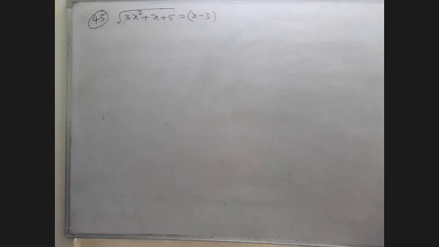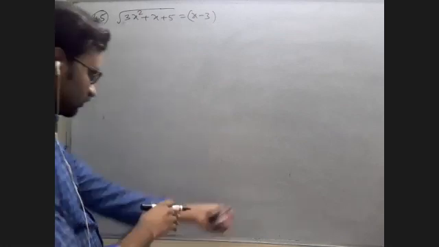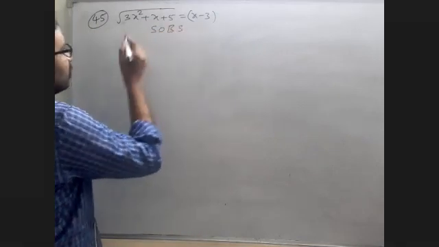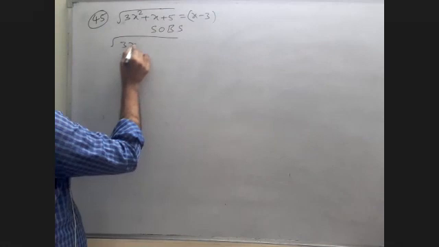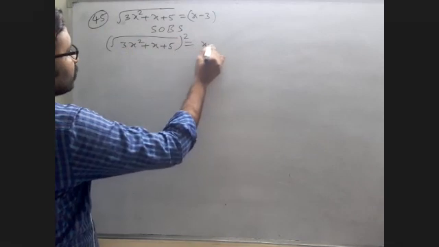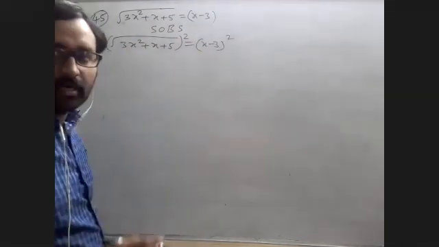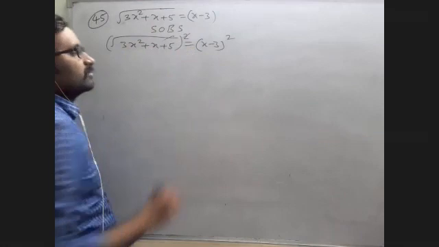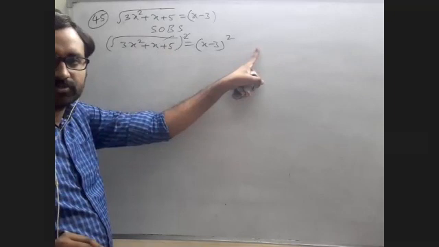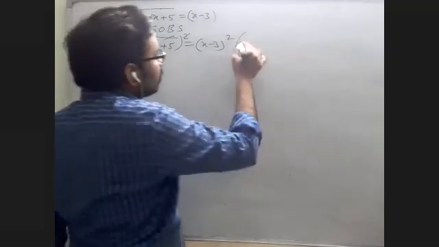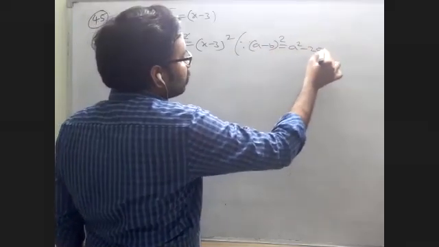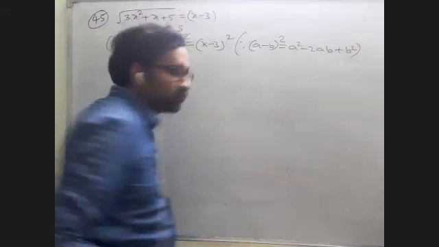You have to solve and find the roots, and check whether the roots satisfy this equation or not. First, square on both sides: root over 3x square plus x plus 5 whole square is equal to x minus 3 whole square. Now the square root will get cancelled. The right side will be in the form of a minus b whole square. I wrote this formula for the previous two problems, but I am writing it once again: a minus b whole square is equal to a square minus 2ab plus b square. This is the formula.